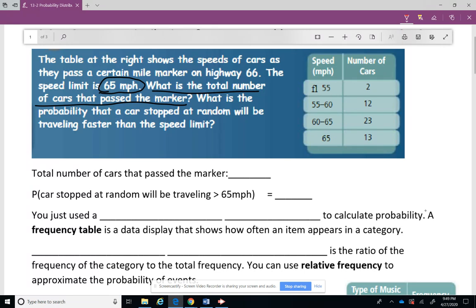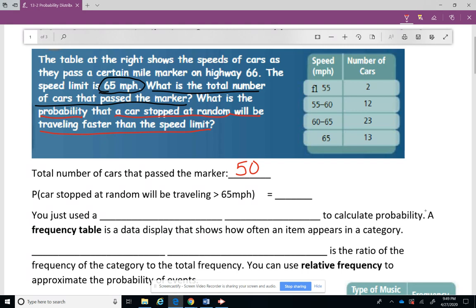You should have gotten 50. We're going to write that down here. Total number of cars that passed the marker. And now we want to know what is the probability. So we write it like this. We put P and then we put it in parentheses. Normally it's not that long, but this one is. What is the probability that a car stopped at random will be traveling faster than the speed limit?